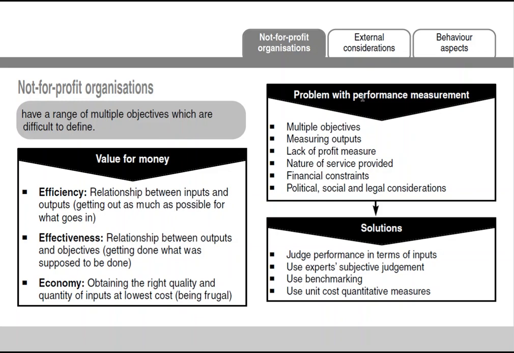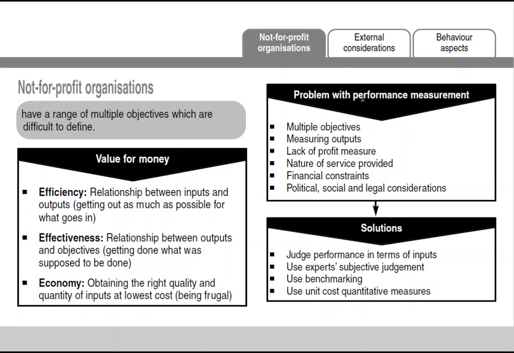Problems with performance measurement that we have for non-profit organizations: multiple objectives. Non-profit organizations have multiple objectives. They don't have a specific objective. They are not just like profit organizations. The profit organization's main objective is profit, but obviously those other objectives will help them achieve that. Measuring outputs in non-profit organizations, usually it is very difficult to know what the outputs are. In profit organizations, output could be sales units, it could be production units.